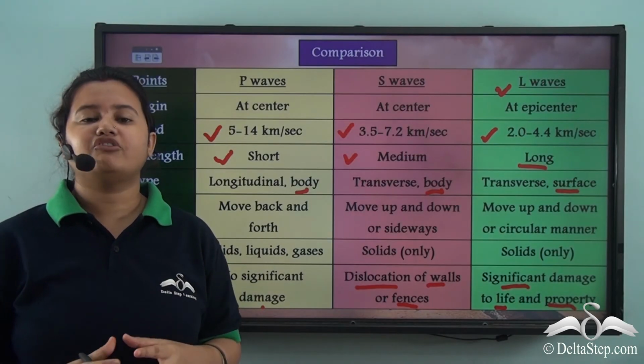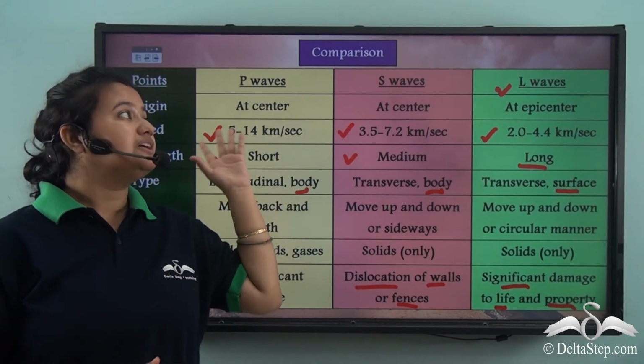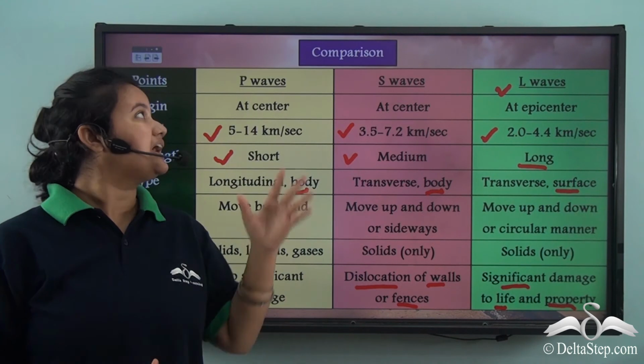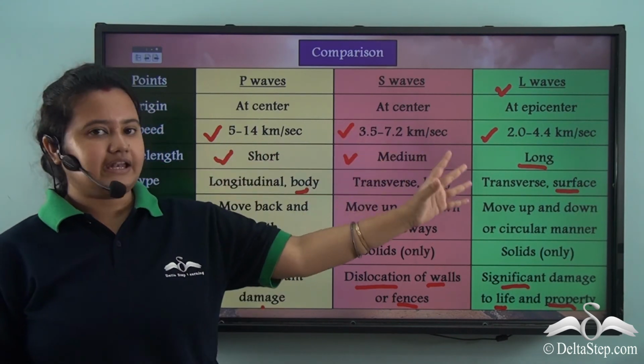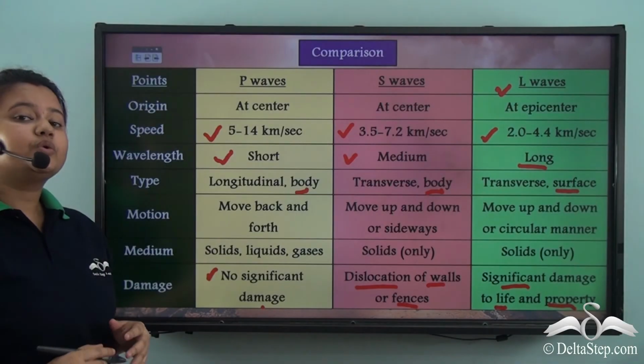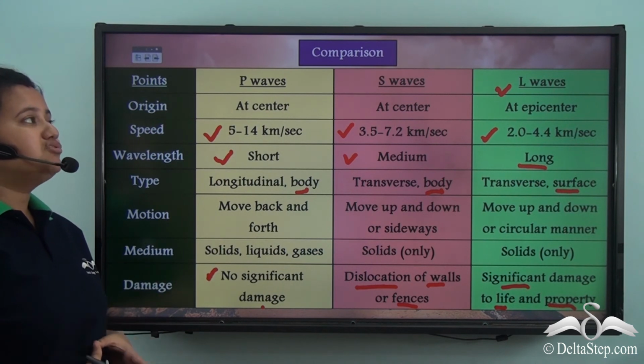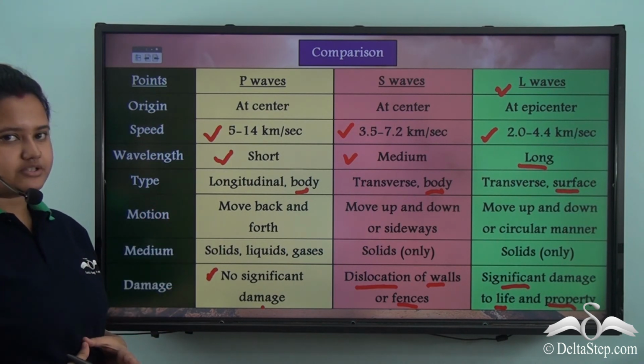So here we have made a comparison between three types of seismic waves: P waves, S waves and L waves. Now you can pause the video and have a closer look at this chart.